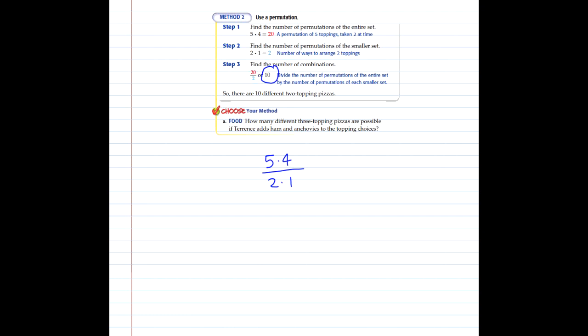How many different 3-topping pizzas are possible if Terrence adds ham and anchovies to the topping list? So that means instead of 5, he now has 7 choices. Instead of 2 toppings, he has 3. You have 7 choices for the first, 6 for the second, 5 for the third. You have 3 ways to arrange the smaller set, times 2 times 1, which gives us 210 over 6, which is 35. The answer is 35.